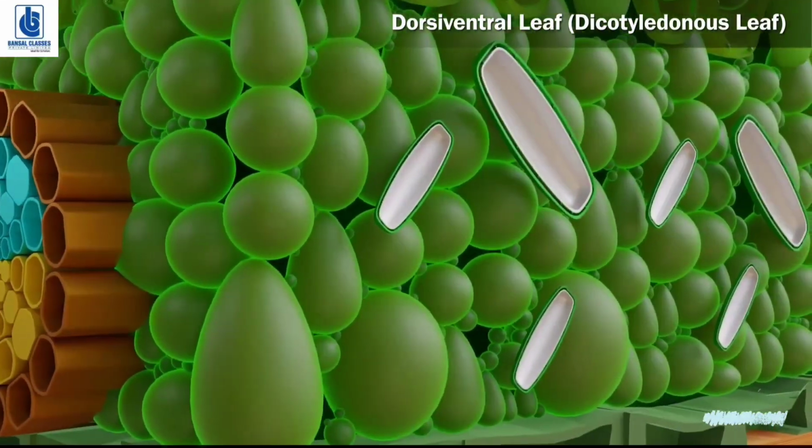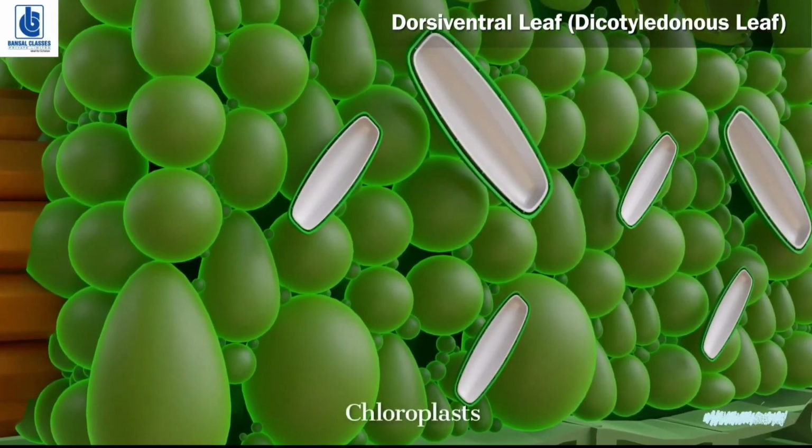The cells in the spongy parenchyma are arranged randomly. They have fewer chloroplasts and it mainly helps in gaseous exchange.